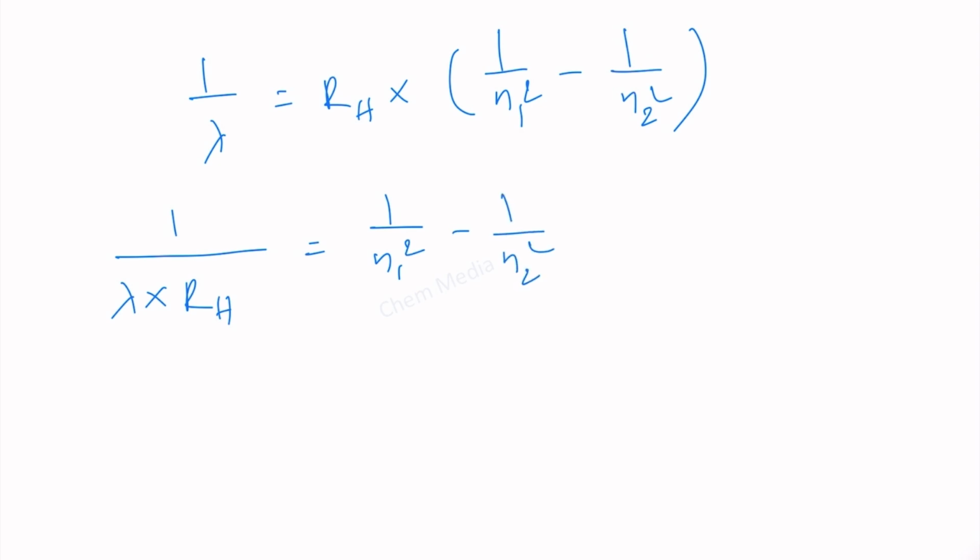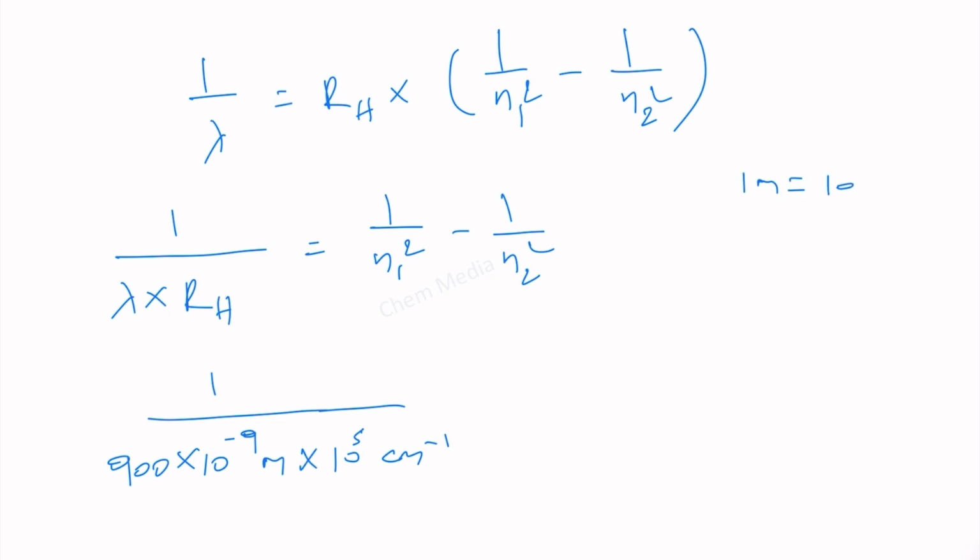Lambda is given as 900 nanometer, which we can write as 900 times 10 to the power minus 9 meter. Rydberg constant is given as 10 to the power 5 centimeter inverse, and we know that 1 meter is equal to 100 centimeter, and therefore, let us convert this meter into centimeter.